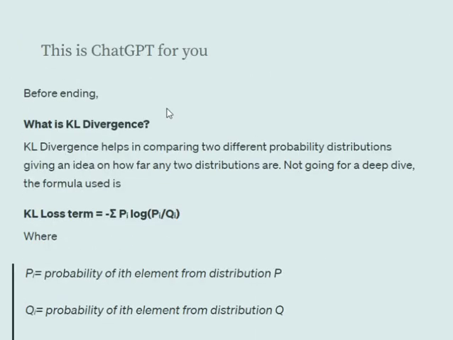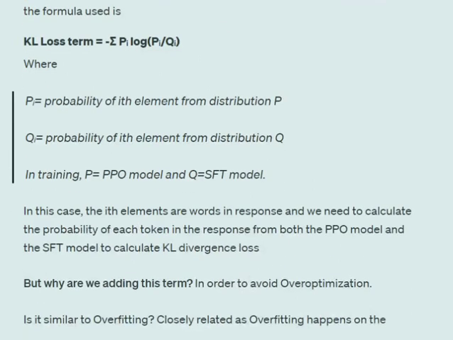Now, what is KL divergence? KL divergence is nothing but something that helps us compare two different probability distributions, giving an idea of how far apart they are. So basically, it helps us in understanding the difference between two probability distributions. How it is calculated, the mathematics is quite simple. It is the negative summation of p_i log(p_i / q_i). So p_i means the probability of the ith element coming from distribution P, and q_i is the probability of the ith element coming from the second distribution, distribution Q.